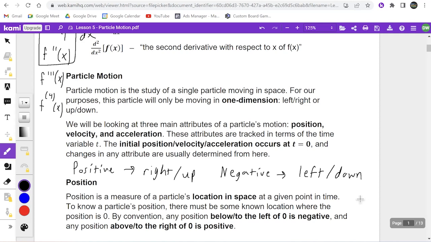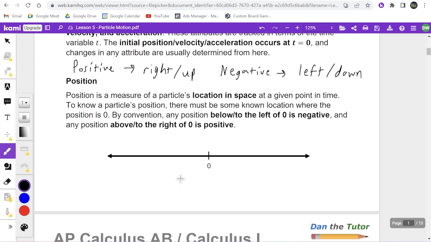And so with that, let's first talk about position. Position is easy because it's just the original function f of x, although we don't really use f of x for position. We usually use x of t. It's the exact same thing. t is the x variable, x of t is the y variable. You'll get the hang of it after a while, but it is confusing at first, I'll admit.